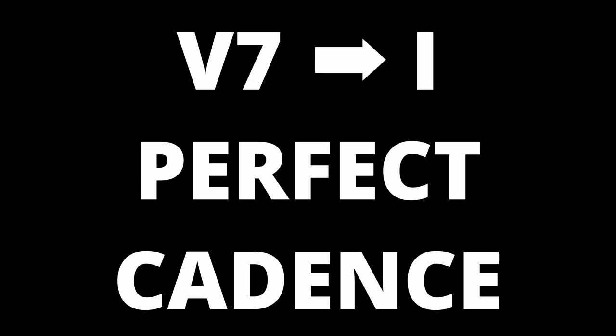The easiest and most common way to use 7 flat 5 chords is just to substitute any dominant 7th chord you play with the 7 flat 5. I'll start in the key of C major. Dominant 7th chords normally feature as the 5 chord in order to resolve to the 1 chord. This is known as a perfect cadence.